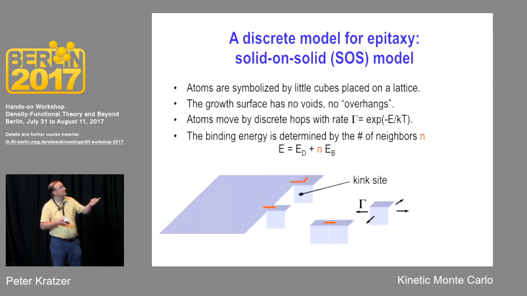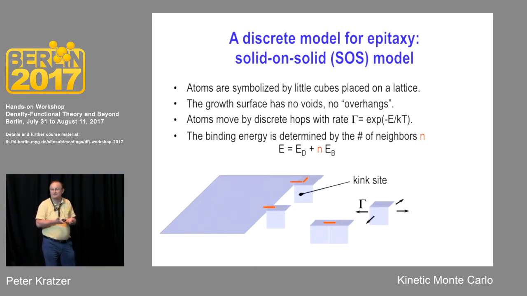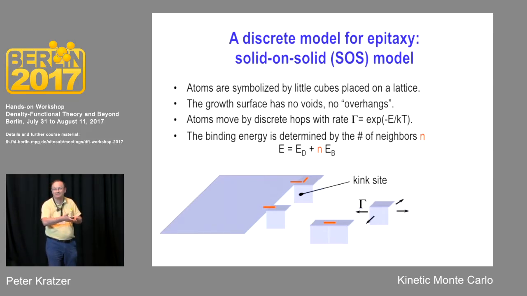And in this simple model, you just have a function h of x, the height of a lattice. And this represents the morphology of the surface. So there are no overhangs, no voids. And these little cubes can move around with a certain rate. It follows an Arrhenius law. And the chemistry comes in by such a simple expression here for the bonding. N is the number of neighbors, the number of bonds an atom makes. And already on that level, you can do some statistical physics of epitaxy.